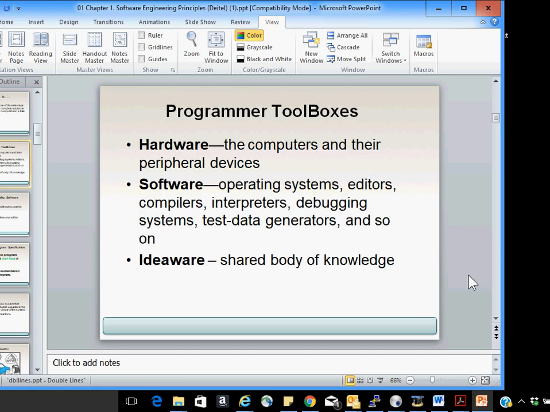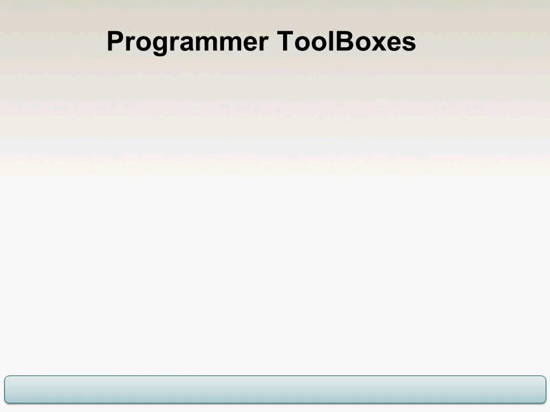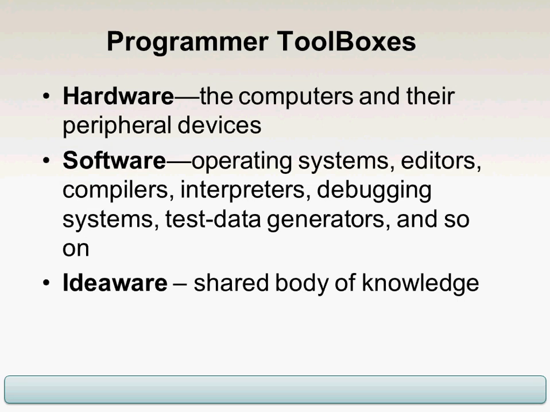So, programmer toolboxes. We have hardware, which is the computer and the peripheral devices that the software is going to run on. Software is more than just the program that you're writing. It's the operating systems, editors, compilers, interpreters, debuggers, test data generators, and it's also the deliverables. It's the deliverable artifacts that come out of each phase of the software product.